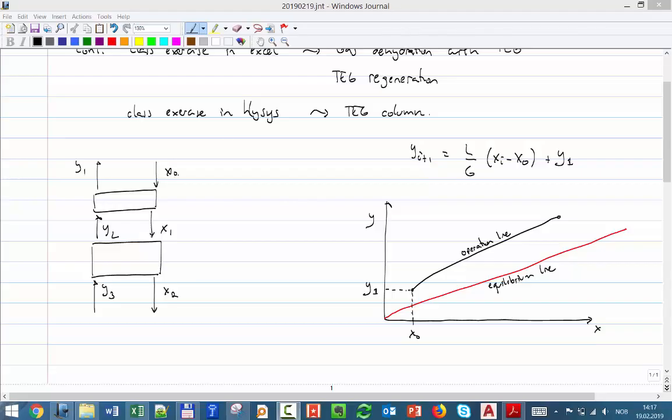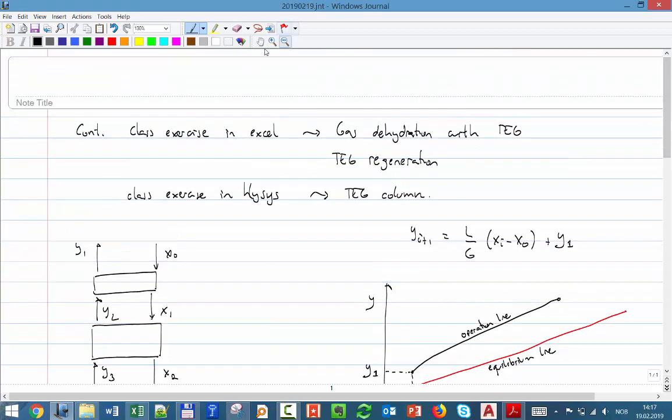Okay, we're going to continue the menu for today. We're going to continue our class exercise that will have two parts. One of them is this gas dehydration we're working with so far. And then we're going to look into how we regenerate this TEG. We're not going to go into all the details of how it is made, but basically how it is done, how it works. And then if we have time, we're going to make an exercise in HYSYS, to try to model a similar system but using HYSYS.